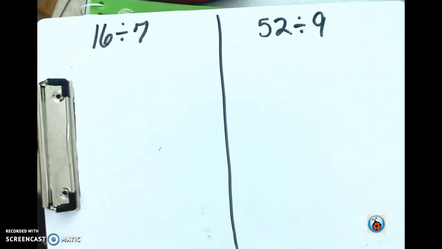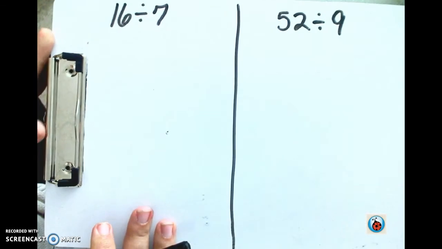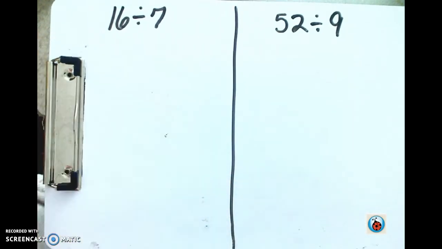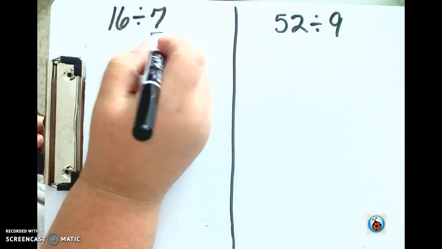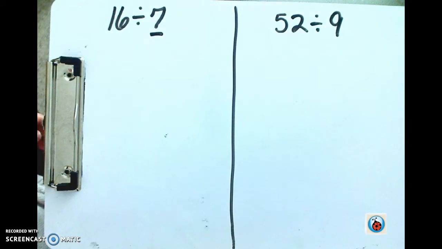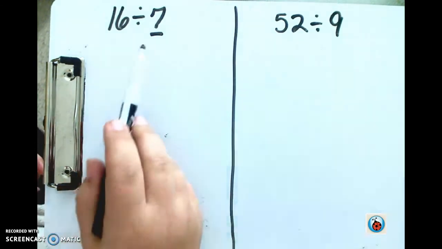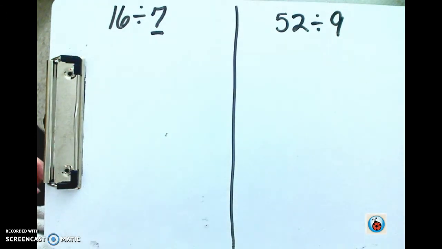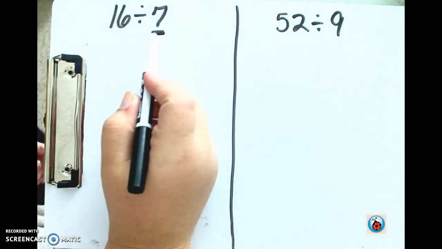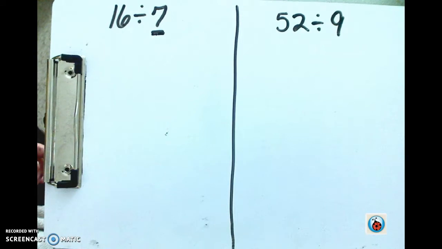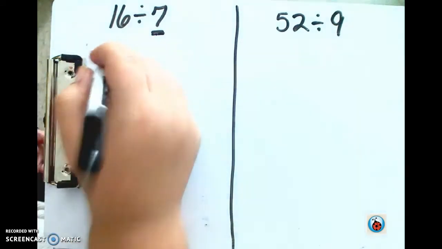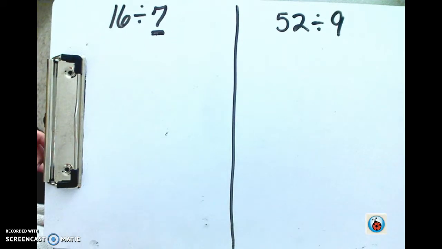All right, let's first tackle 16 divided by 7. Our dividend represents how many there are total, which is 16. And then our divisor represents how many are in each group. So if I talk about how many are in each group, I can start making the groups. How many are going to be in each group for this problem? Raise your hand, please. So if this is the number in each group, how many are going to be in each group, Olivia? 7, thank you.